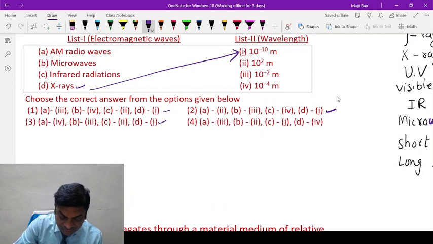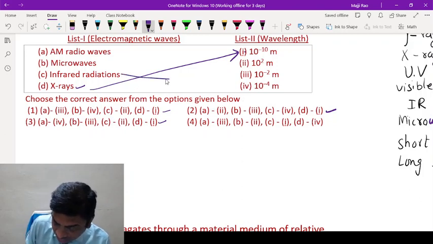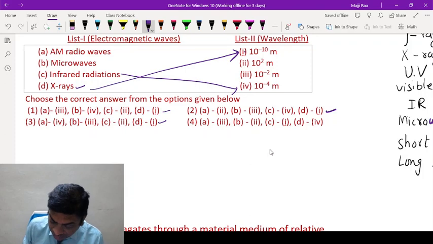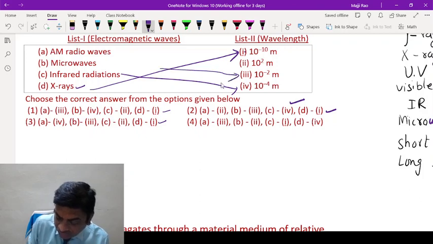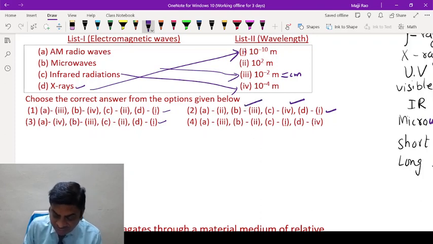Then next, after X-rays you have infrared radiation. You can see infrared radiation is next. Next is 10 power minus 4. So C should be matched with 4. So C is matched with 4. Then microwaves, next to 10 power minus 4 you have 10 power minus 2. So microwaves should be matched with 10 power minus 2. It is of the order of centimeter. B should be matched with 3. So B is matched with 3.